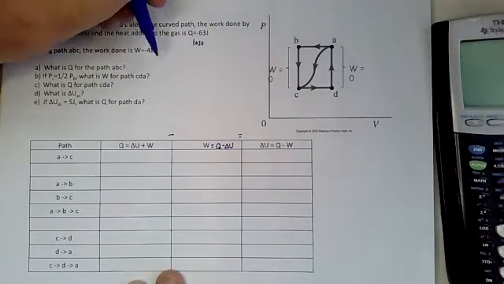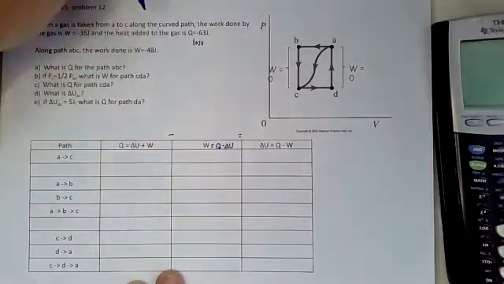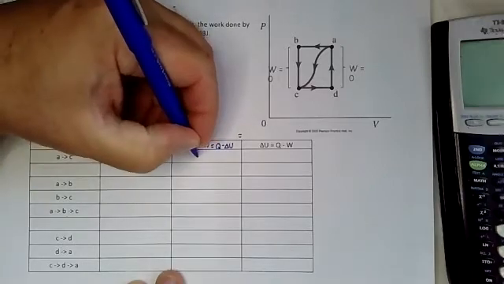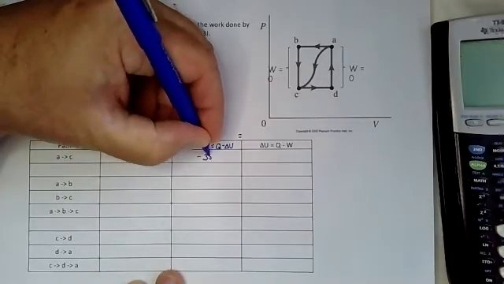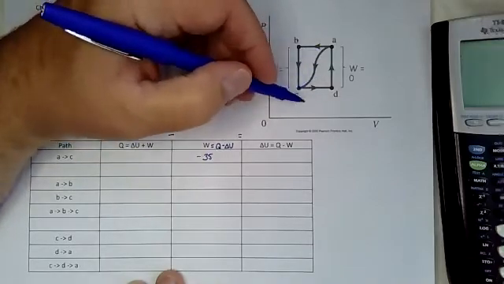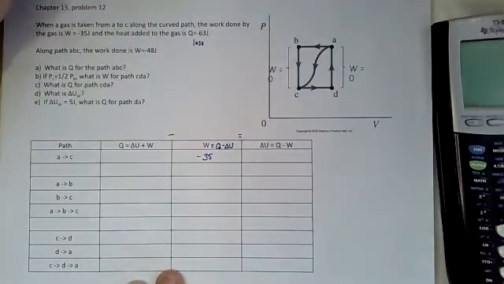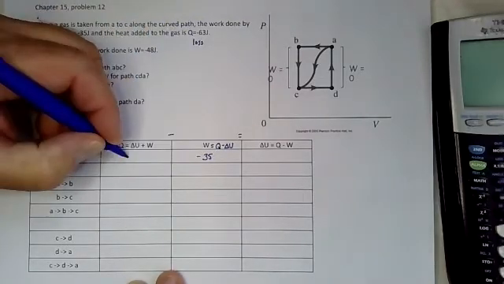All right, well, let's go ahead and do this. So this is mostly an organizational thing. All right, so along the curved path, A to C, the work done is negative 35. And also don't forget, that's the area under the curve too. So the Q is negative 63.